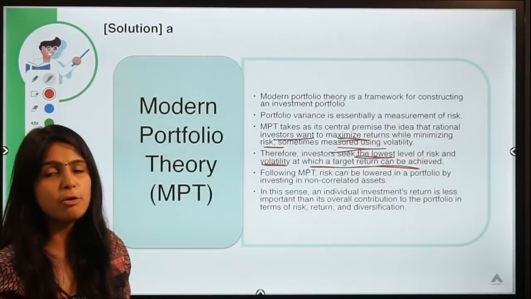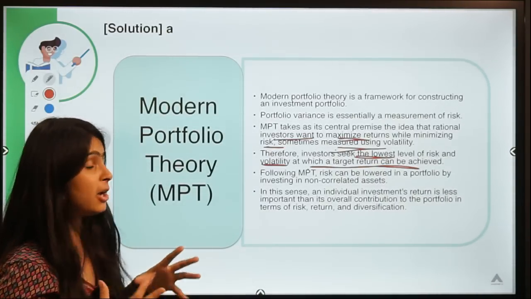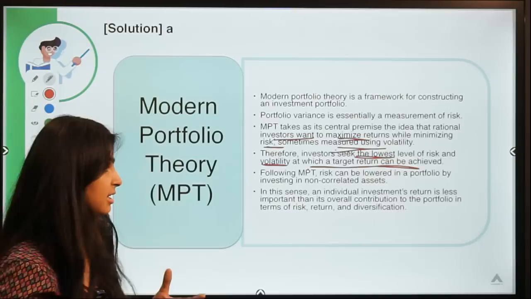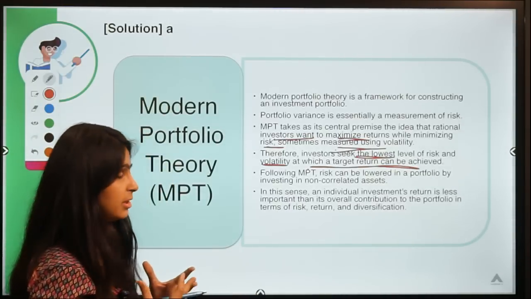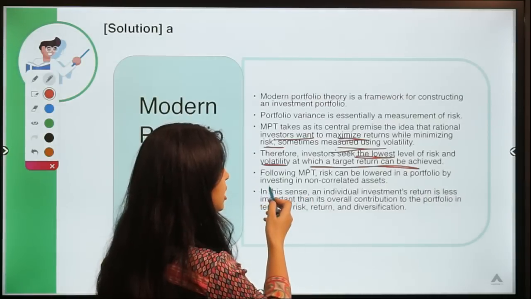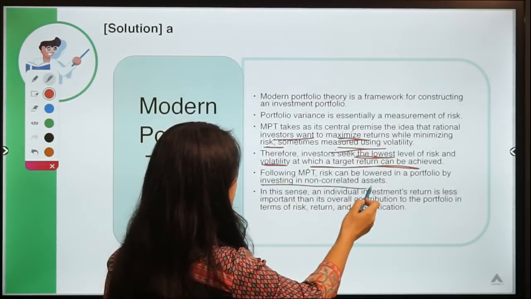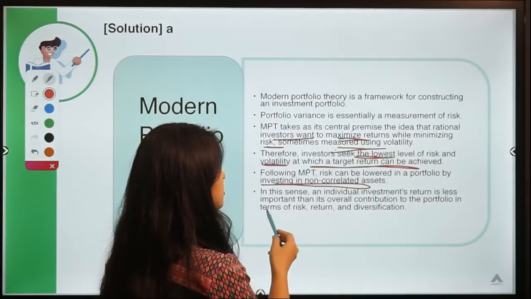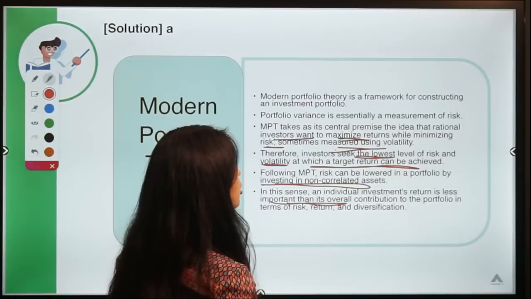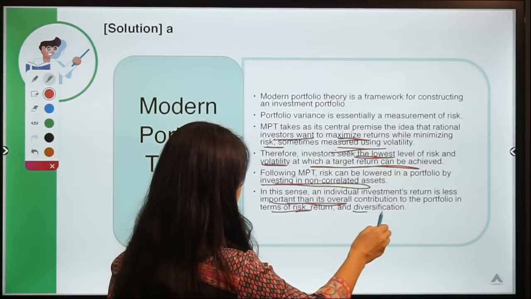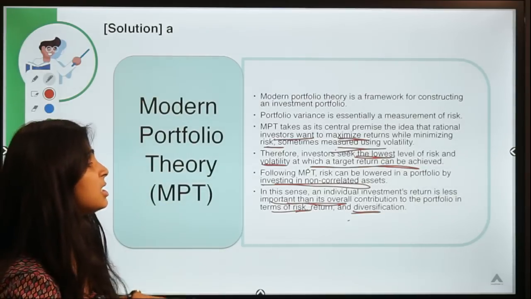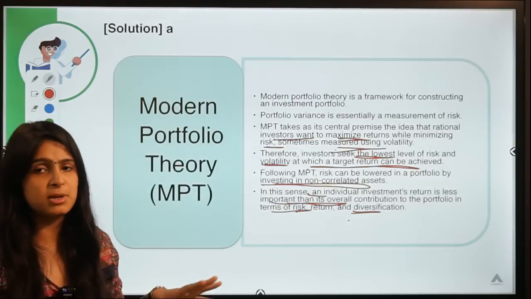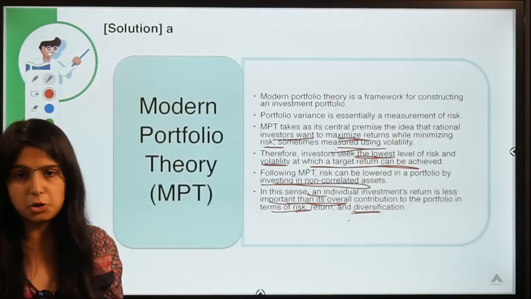So basically, setting how much risk the investor can take, and then deciding that with this level of risk, how much return can I get, and trying to achieve the highest of it. After that, following MPT, risks can be lowered in a portfolio by investing in non-correlated assets. Diversification. In this sense, an individual investment's return is less important than its overall contribution to the portfolio in terms of risk, return and diversification. So basically, it reduces the importance of one individual investment, because if one individual investment falls or goes down, then we have others to take care of it, right?